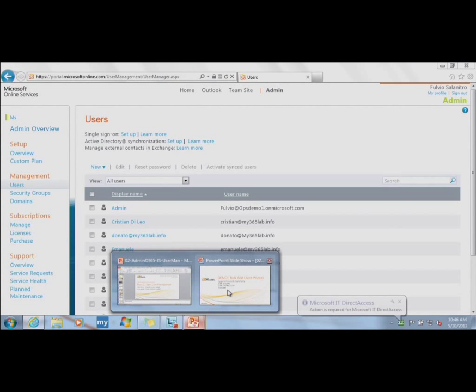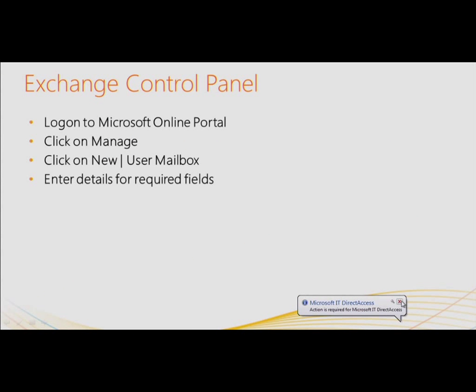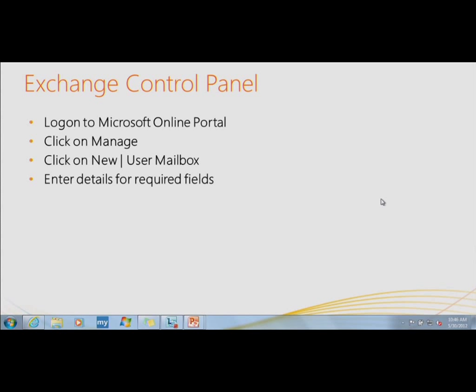Okay, let's come back to the presentation. We have another way to create our users that is using Exchange Control Panel. It's easy. We need to log on to the Microsoft Online portal in the admin area. We need to access the Exchange Online portal, or better, the admin panel. Click on Manage, New User Mailbox, and enter all the information. We will see a demo about that later, in a module during the afternoon, about Exchange Online. It's important to know that you can create users also using the Exchange Control Panel.